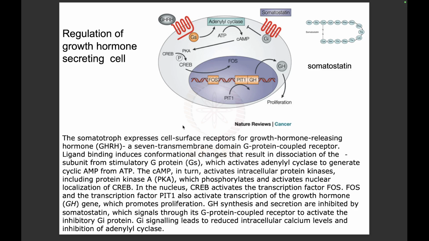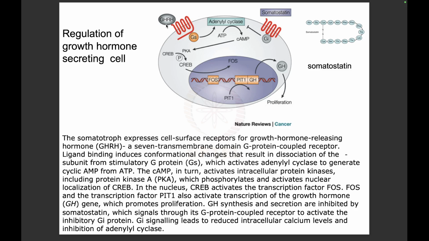Here, it phosphorylates CREB. So in the nucleus, CREB activates the transcription factor FOS. Okay, so FOS and the transcription factor PIT1 also activate the transcription of the growth hormone gene, which promotes proliferation. Growth hormone synthesis and secretion are inhibited by somatostatin.